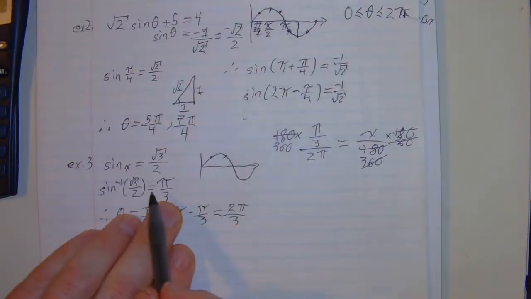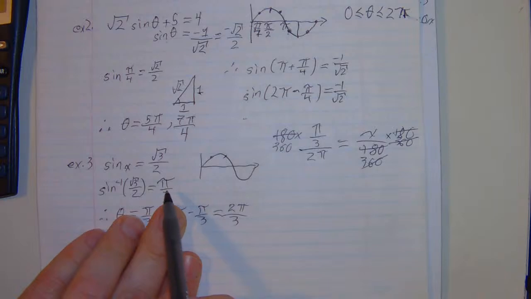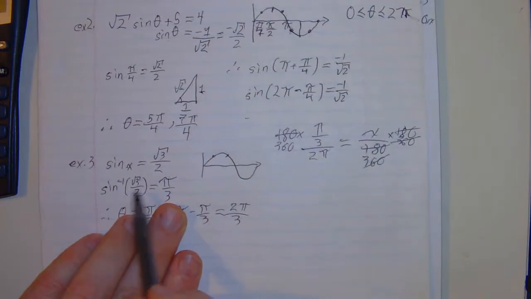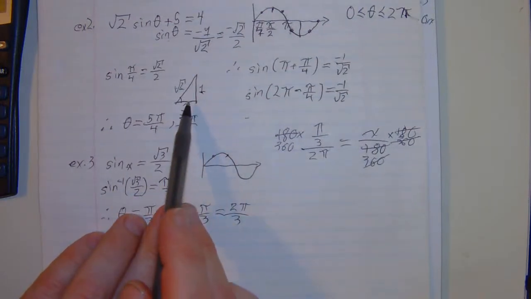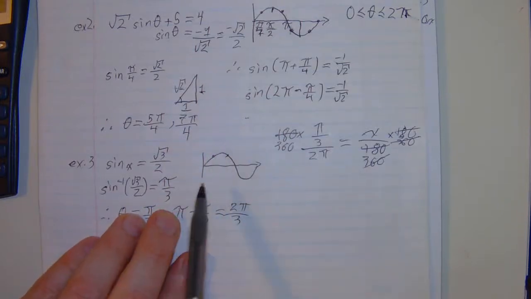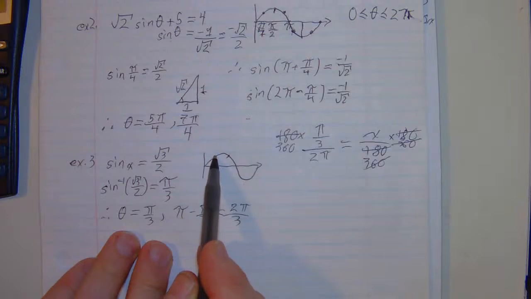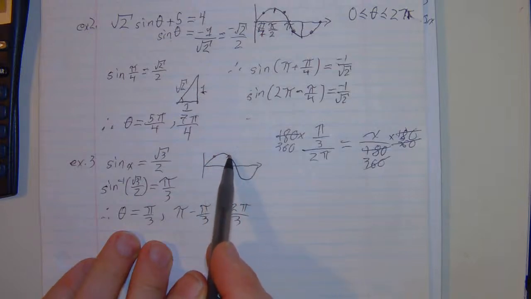So pi by 3 is what you get if you put sine inverse root 3 over 2 into your calculator. And you can also figure it out, as Rumesa pointed out, with the special triangles, much like we did up here, although you have to use the other special triangle. So that gives us one of the two solutions, and then we need to find the other one.